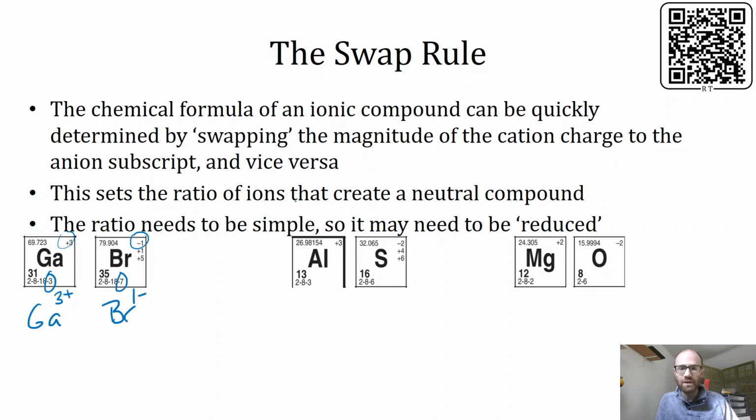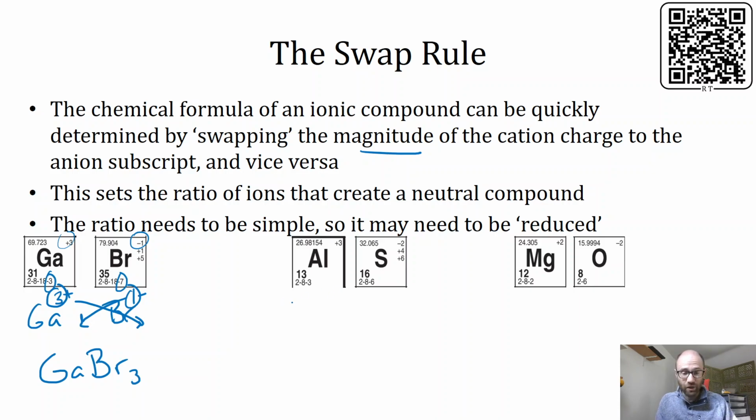What we do is we take the magnitude of the cation charge to be the anion subscript and vice versa. So this 3 swaps down to the bromines, and this 1 swaps down to the galliums, so that the formula we get matches what we saw on the previous slide.